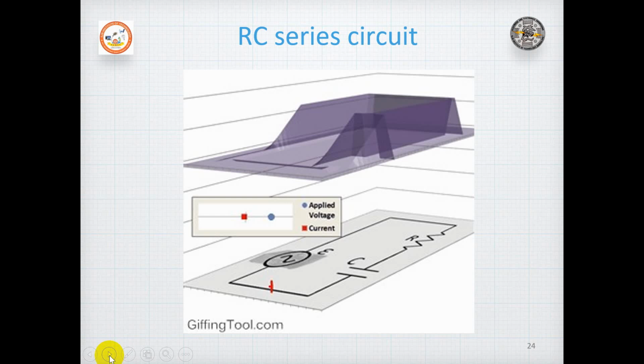So this is an RC circuit where we have a capacitor and resistor connected in series and a voltage applied across it. So when a voltage is applied across it, the current I flows through R and C. So the current I is the same which is flowing through R and C. So let us analyze the circuit.